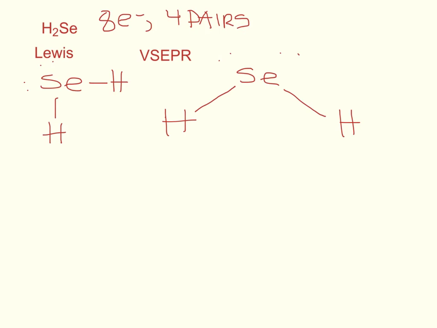So if we look at the central atom, we can see that the electron geometry would be a tetrahedron. But since we only have 2 bonding pairs, the molecular geometry is going to be bent.